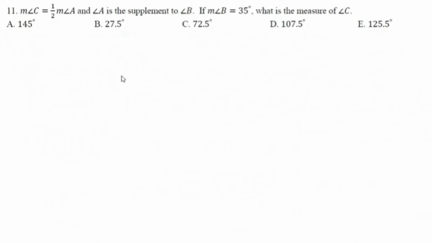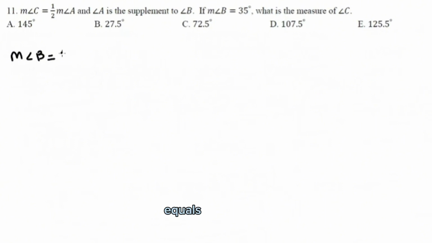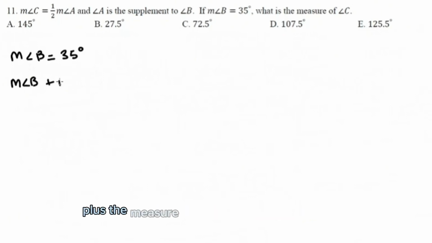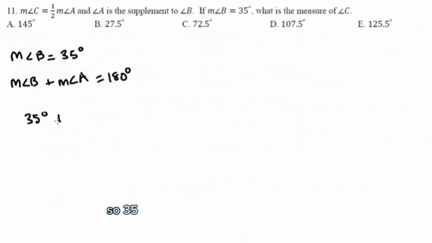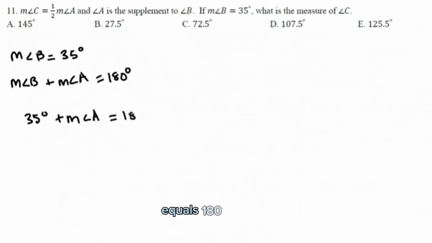Let's work backwards. So we're given that the measure of angle B equals 35 degrees. And they're telling us that angle A is the supplement to angle B. So when two angles are supplementary, that means they add up to 180. That means the measure of angle B plus the measure of angle A equals 180 degrees. We know that measure of angle B is 35 degrees. So 35 degrees plus measure of angle A equals 180 degrees.